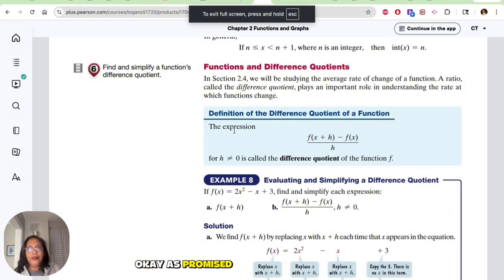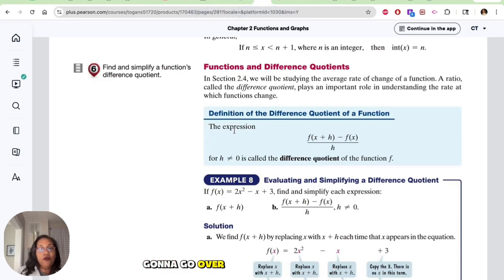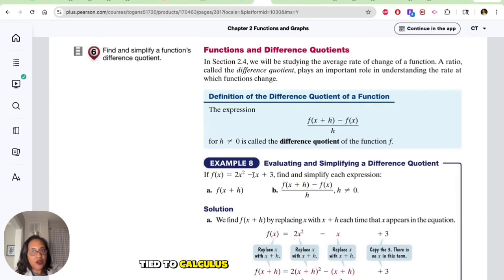Okay, as promised, we're just going to go over something from chapter 2 that we did not get a chance to go over because of time. And that's called the difference quotient. So this is tied to calculus and the average rate of change.